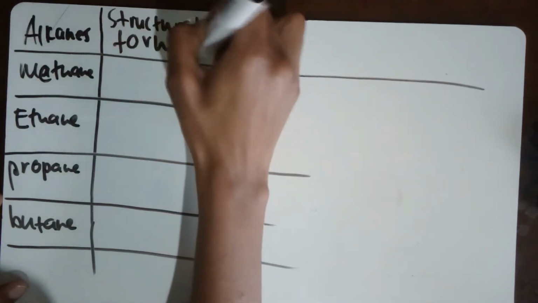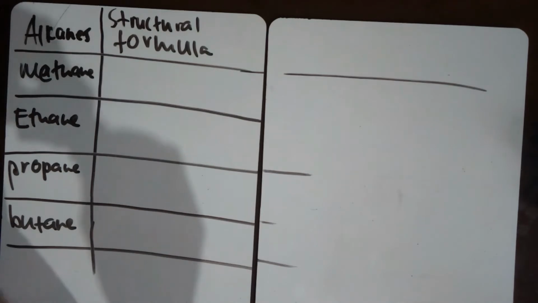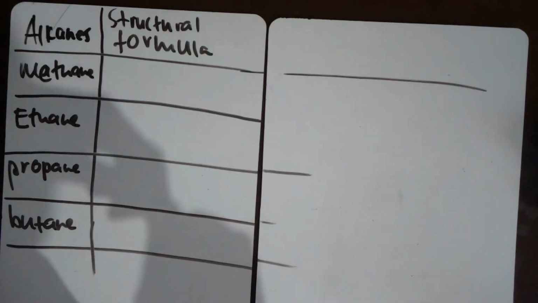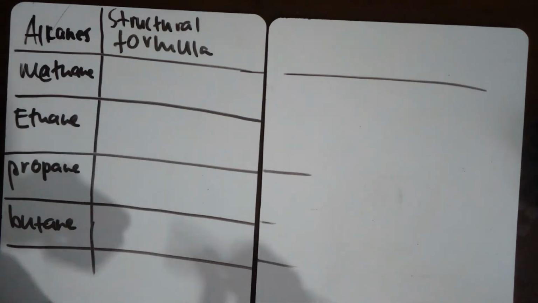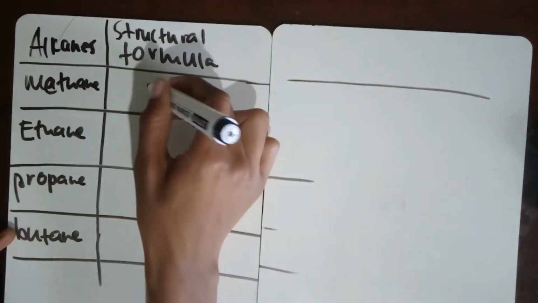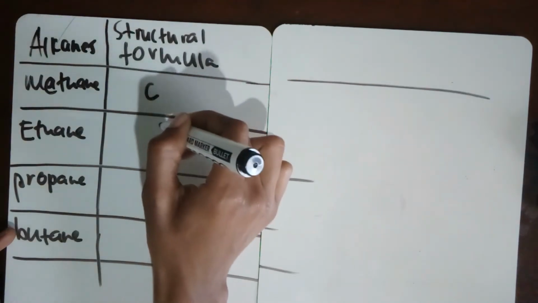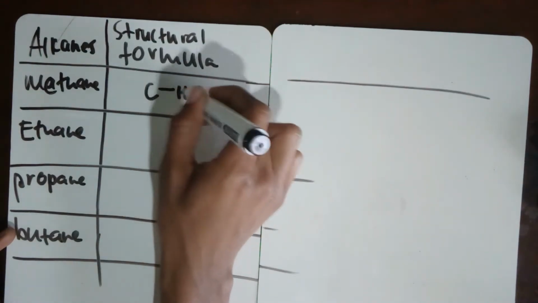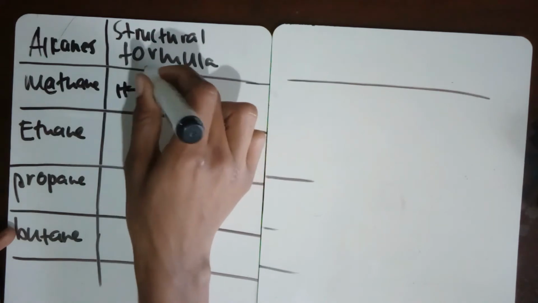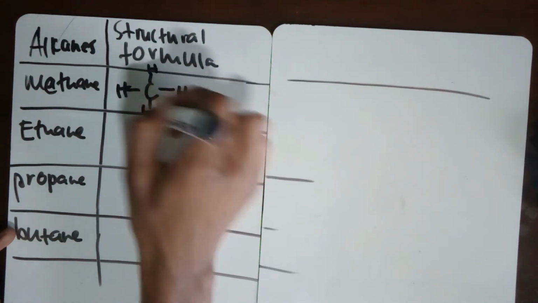So it's important for you to know how to define what is a structural formula. Remember, a structural formula is a formula that shows all the bonds and atoms in the molecule. So for methane, we said it only has one carbon. It's a hydrocarbon, so it's connected to 4 hydrogens. So you see, it shows all the atoms as well as the bonds.